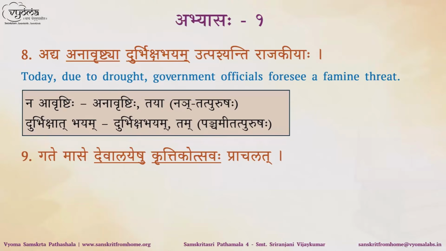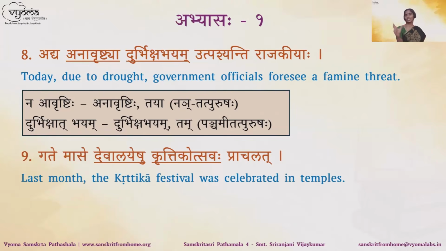Correct. So the translation would be: last month, in the month of Kritika. Kritikotsava is a festival; whether it is Nakshatra or Masa, we don't know. In the last month, Kritika Utsav was celebrated in the temples. Devalayeshu, in the temples. Kritikotsavaha, some festival related to that Nakshatra or Masa, maybe. Prachalat, it was celebrated.